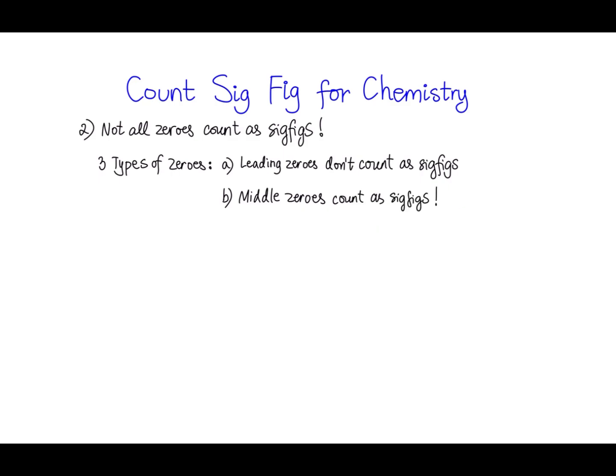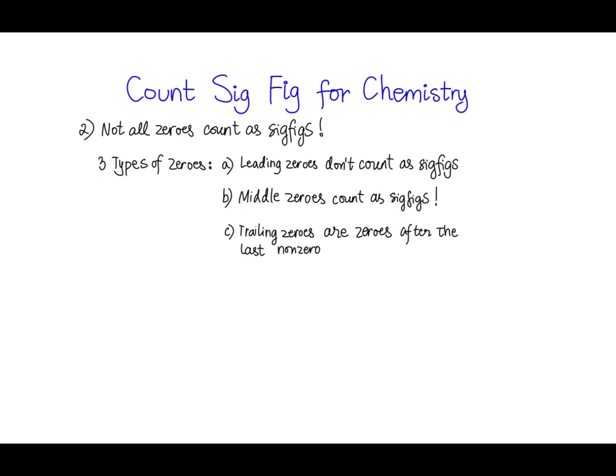And the rule for middle zeros is that middle zeros always count as sigfigs. So going back to that example of 5,000,000,2005, all 4 middle zeros count as sigfigs. So in total, this number will have a total of 7 sigfigs. That is counting the 3 non-zero digits, 5, 2, and 5, as well as the 4 middle zeros.